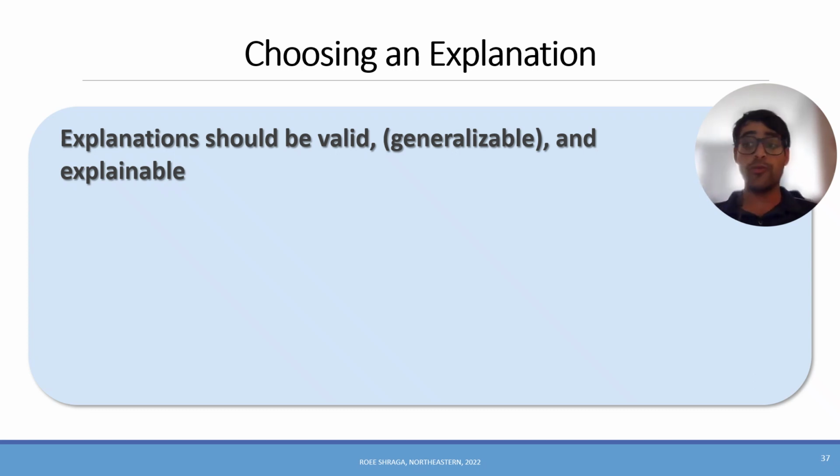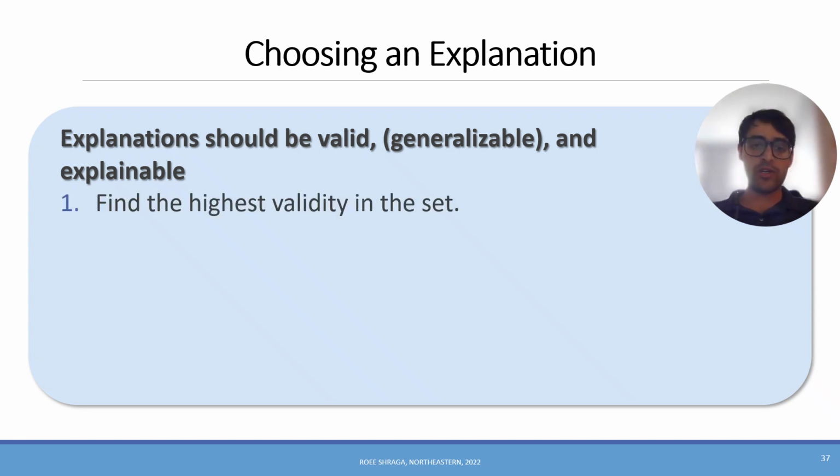First, we want our explanations to be valid. So basically to recover the same attribute or the same row or whatever change that we saw before. We also want them to be generalizable, but we cannot tell for sure unless we have additional data that we can use. And finally, we want the explanations to be explainable, so for a user to be able to understand what is going on with the explanations.